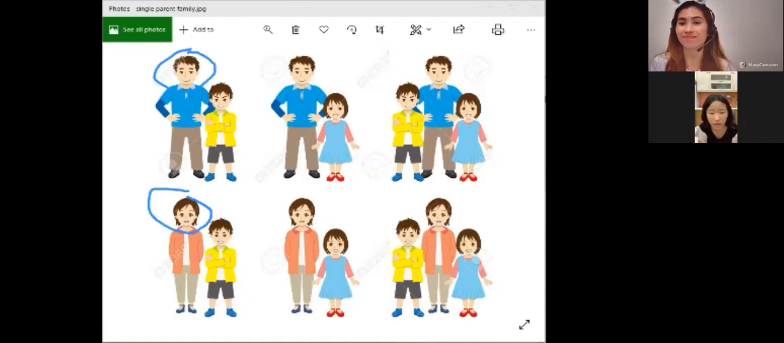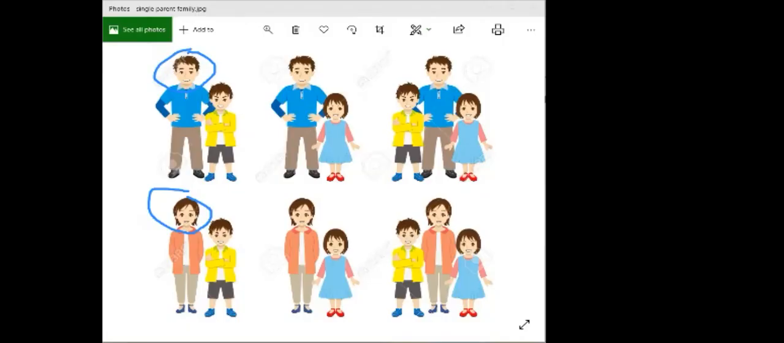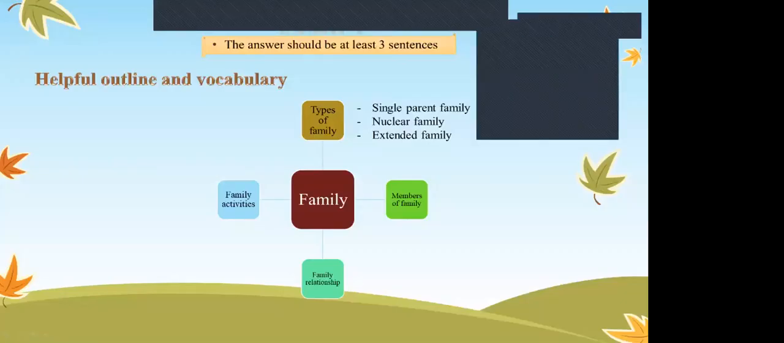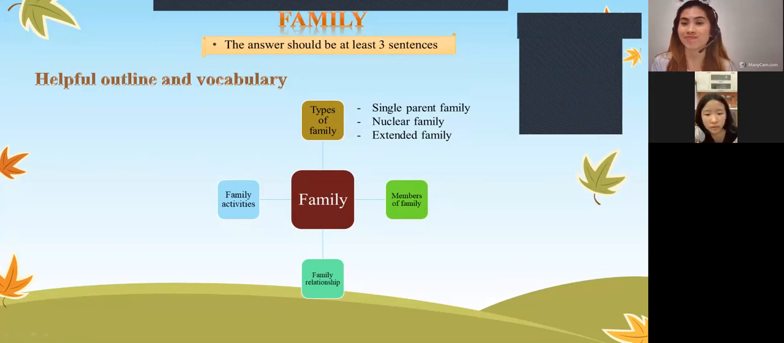It's one parent. Father. Just one. It could be just the mother. It could be just the father. So what kind of family is it? Is it a single parent family, nuclear family, or extended family? It's just the father, or it could be just the mother who takes care of the children. What kind of family is that?